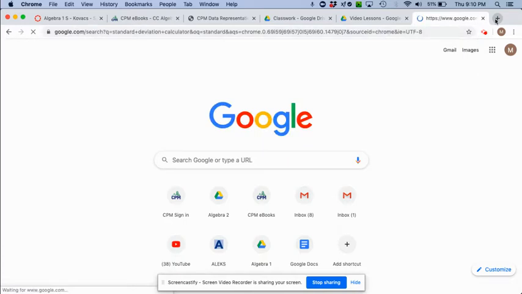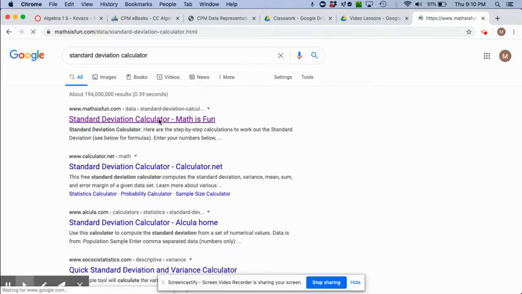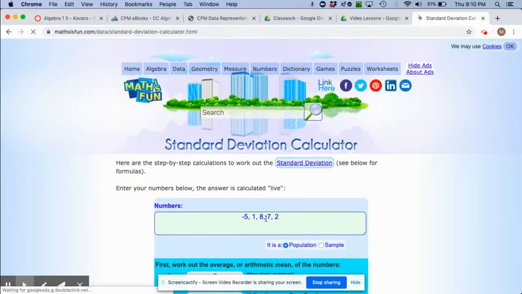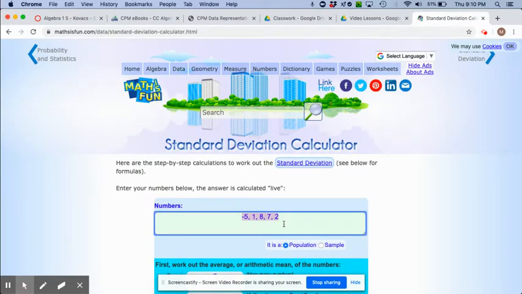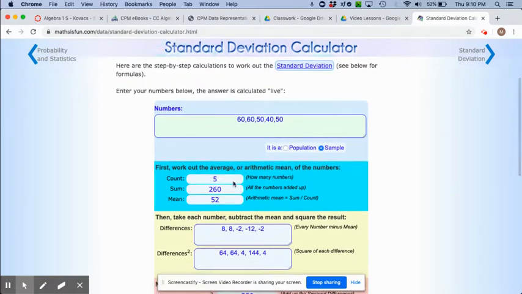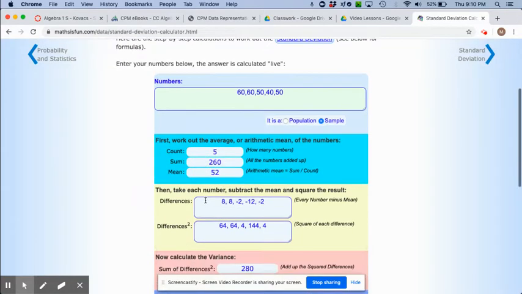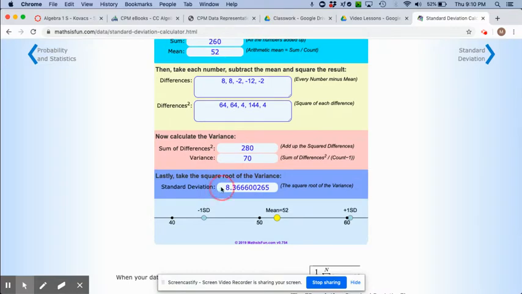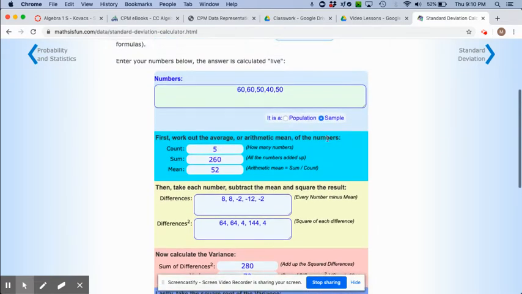Standard deviation calculator. Math is fun, love it. Let's go ahead and type in those values. We have 60, 60, 50, 40, 50. And what we want to say for part C is that this is a sample. So it tells us there are 5 numbers. The sum is 260, which means that our mean is 52. Thank you, technology. And then it tells us down here that our standard deviation is about 8.37. Remember, this is for the sample.